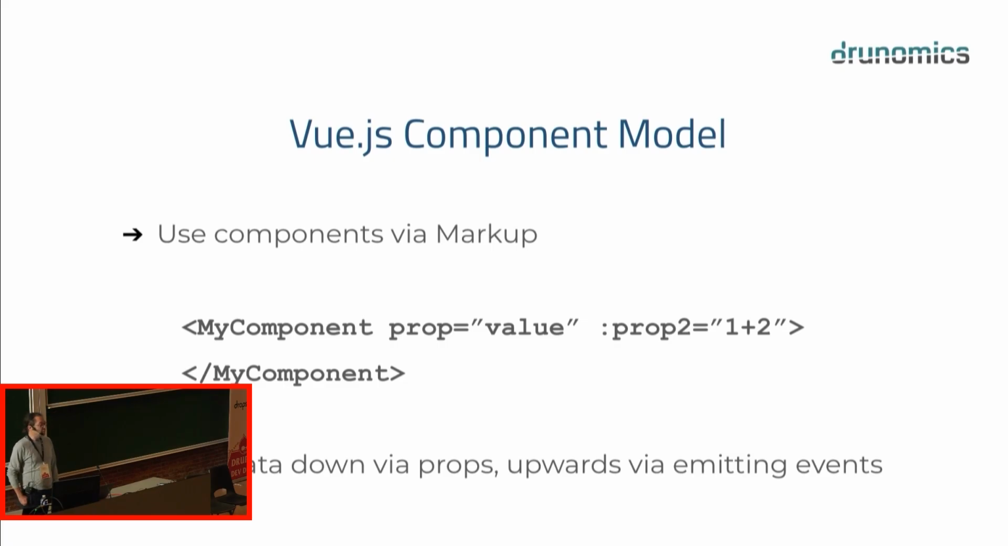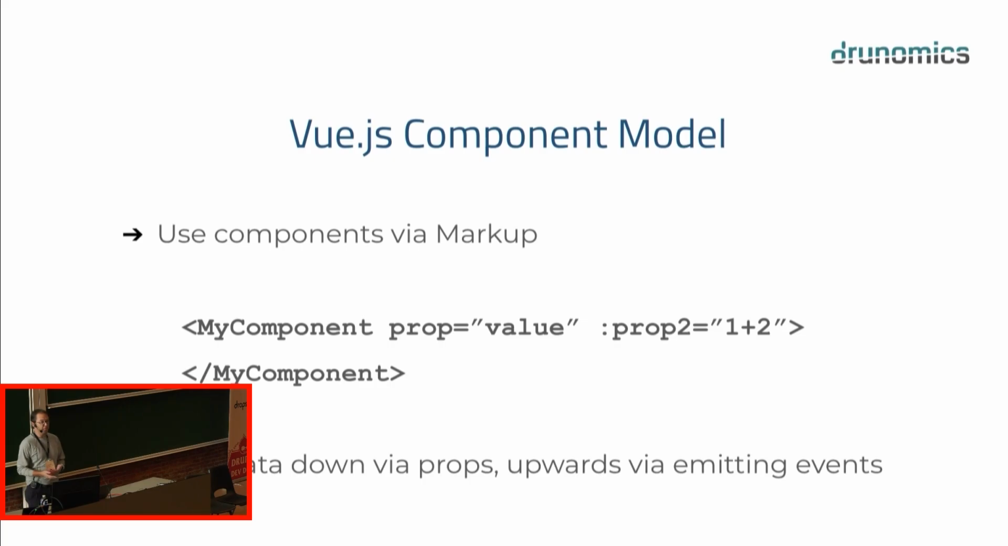You can pass values with props to components using special syntax. If you put a colon in front of the prop, the value of the prop will actually be JavaScript evaluated before it's passed to the component. So this 1 plus 2 will be evaluated to 3 and then passed to the component like this. So the model works like this.